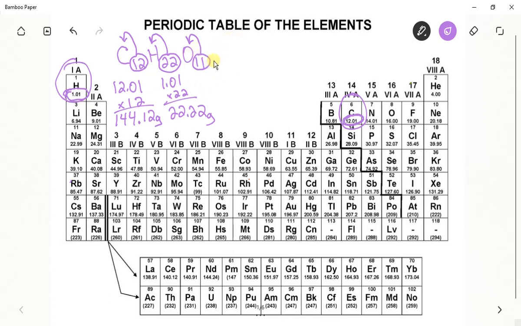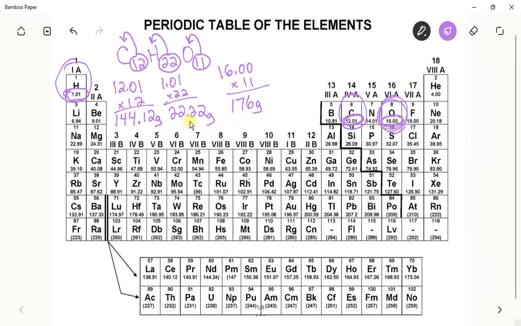Now we have oxygen, and oxygen is over to the right by carbon. Its atomic weight is 16, and we have 11 of them. So we're going to take the 16 that it weighs and times it by 11. So 16 times 11 is 176. So 176 grams of oxygen.